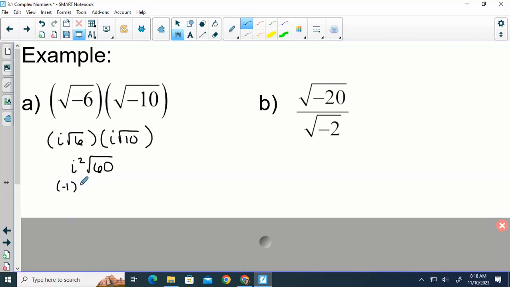How would you break apart radical 60? So square root of 4 is 2. So we get negative 2 radical 15. Alright.